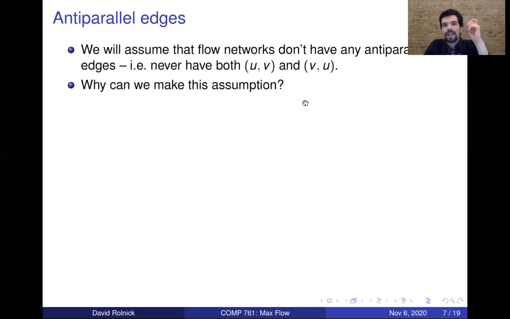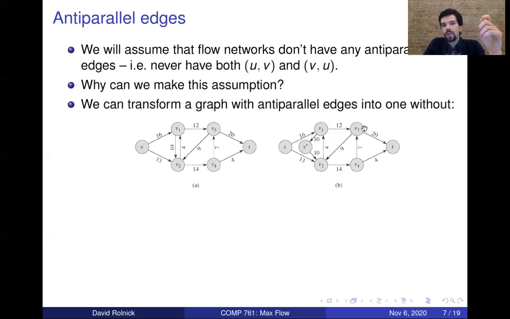However, it's not possible simply to subtract one from the other. What we can do is sort of a simple thing, which is to transform a graph with anti-parallel edges into one without. So here we have anti-parallel edges, and I'm just going to create a new vertex and say, now there are no longer any anti-parallel edges. And it only increases the size of the graph a bit.